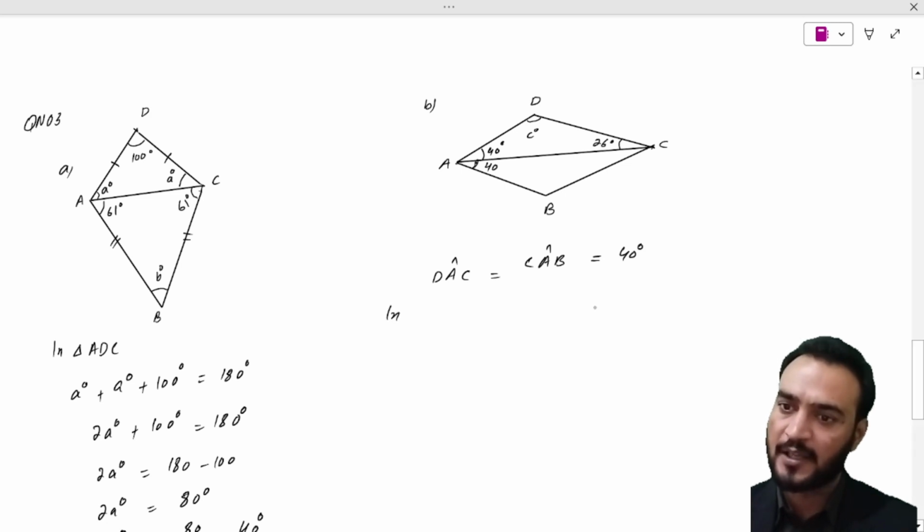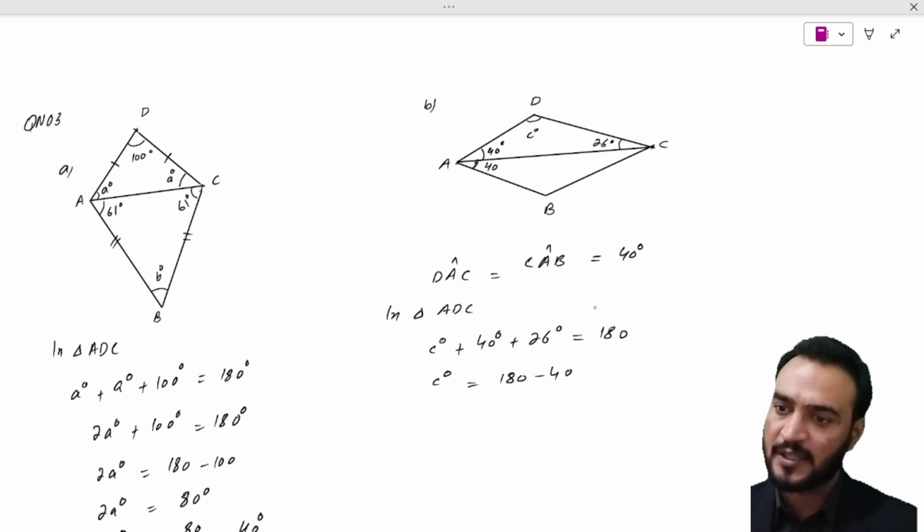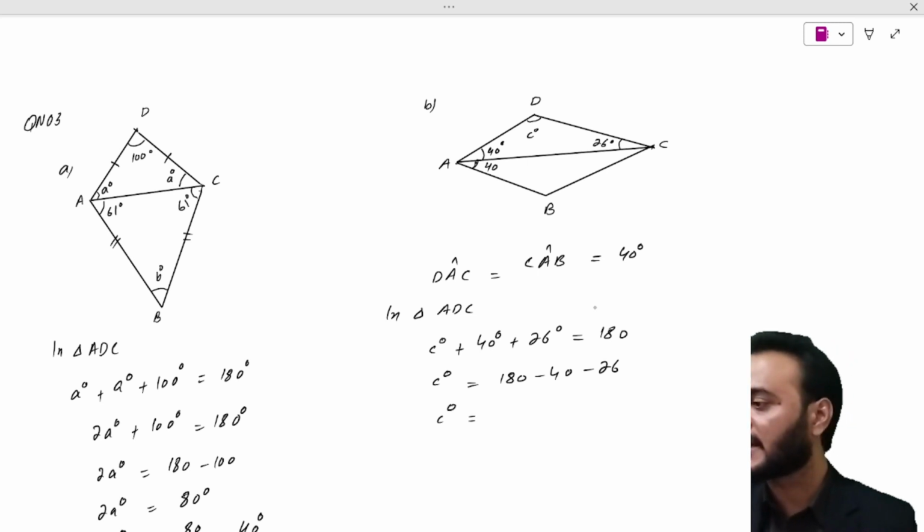Now in triangle ADC, we have the three angles, that is C degree plus 40 degree plus 26 degree. We'll put the sum of these three angles equal to 180 degree. Subtracting these two angles from 180, we get 180 minus 40 minus 26. After subtracting 40 and 26 from 180, we get the value of C degree, that is equal to 144 degrees.